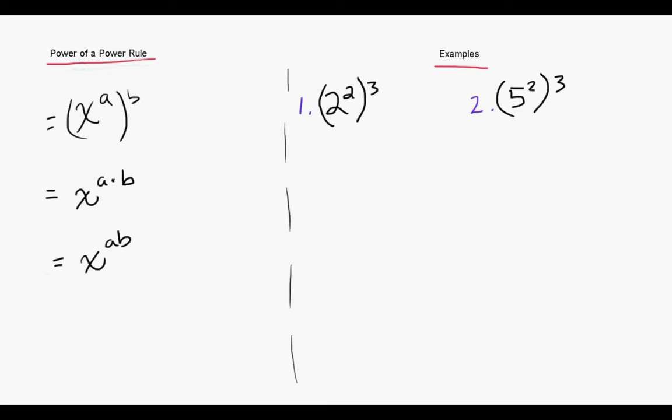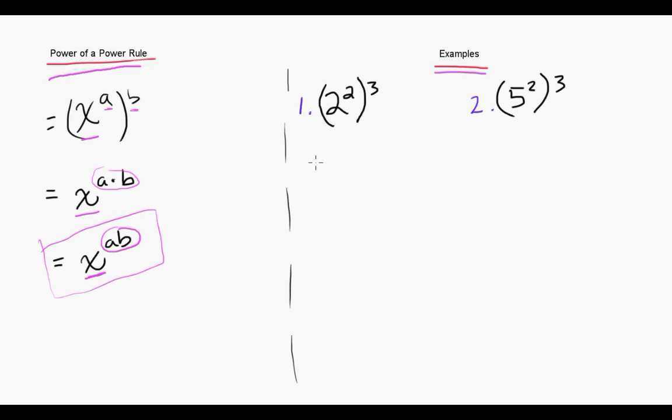On the left-hand side of your screen, we have the power of a power rule, and on the right-hand side, we have some examples we're going to get to in a moment. Looking at the power of a power rule, if we have a base x raised to the exponent a, and then outside the bracket we have this exponent b, we can rewrite that as base x to the exponent a times b, and usually that's going to give you some base to the product of those two exponents. Okay, so that's the power of a power rule in general terms.